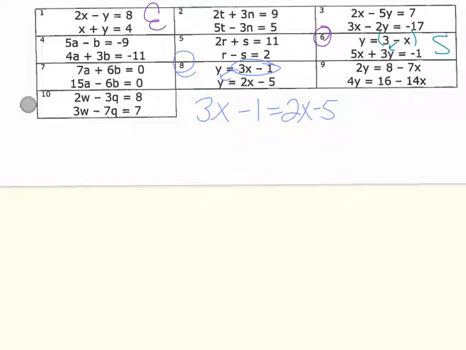And so you get an equation with only x's. Well, that's pretty easy to solve. But on the other hand, they're both in slope-intercept form, so that would be really easy to graph. So for number 8, you could make the case for substitution or for graphing. I think both are equally as simple.